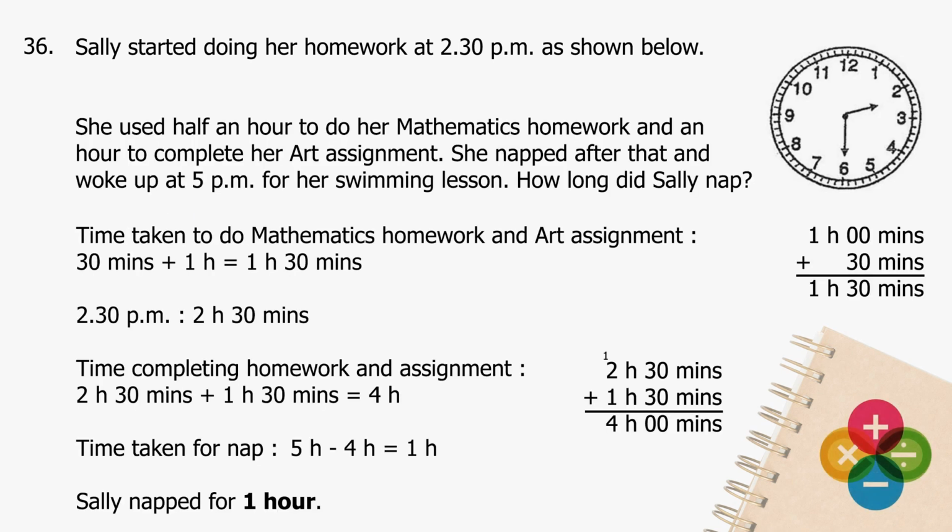The time taken to do mathematics homework and art assignment will be add 30 minutes to 1 hour, and the sum is 1 hour and 30 minutes. Convert 2:30 p.m. to hours and minutes will be 2 hours and 30 minutes. The time completing the mathematics homework and art assignment will be add 2 hours and 30 minutes to 1 hour and 30 minutes, and the sum is 4 hours. Convert 5 p.m. to hours will be 5 hours. The time taken for nap will be subtract 4 hours from 5 hours, and the difference is 1 hour. Sally napped for 1 hour.